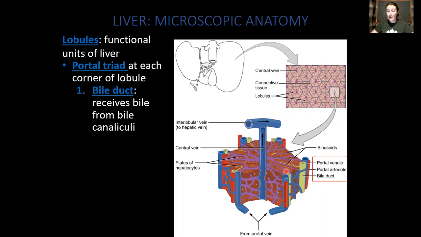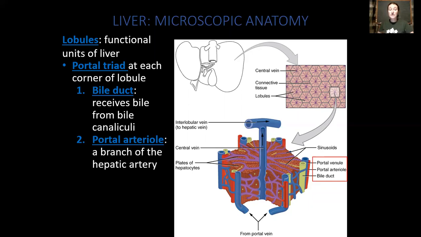And so the liver cells, or hepatocytes, are these little brown guys here, and all of the other colored lines are the different vessels that we're talking about. So the bile duct is collecting bile that has been made by these hepatocytes, and it is going to drain the bile down and out of the liver.